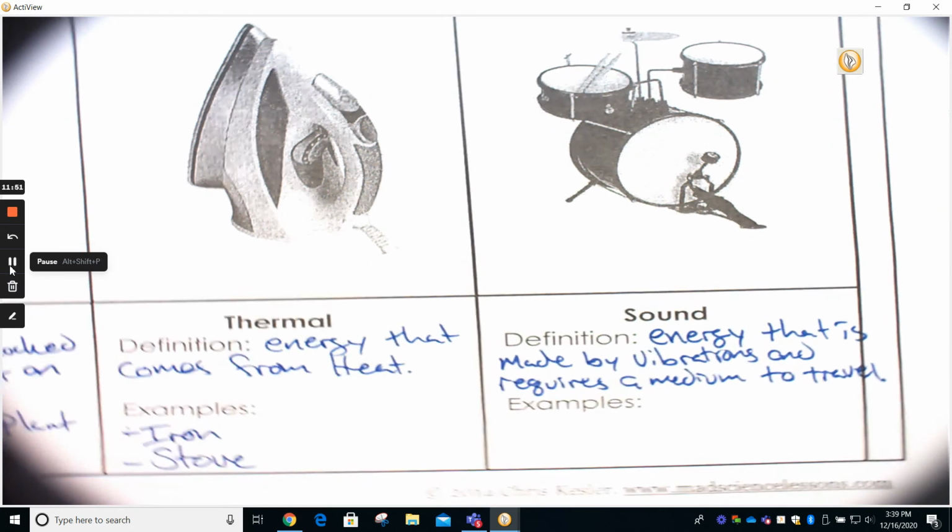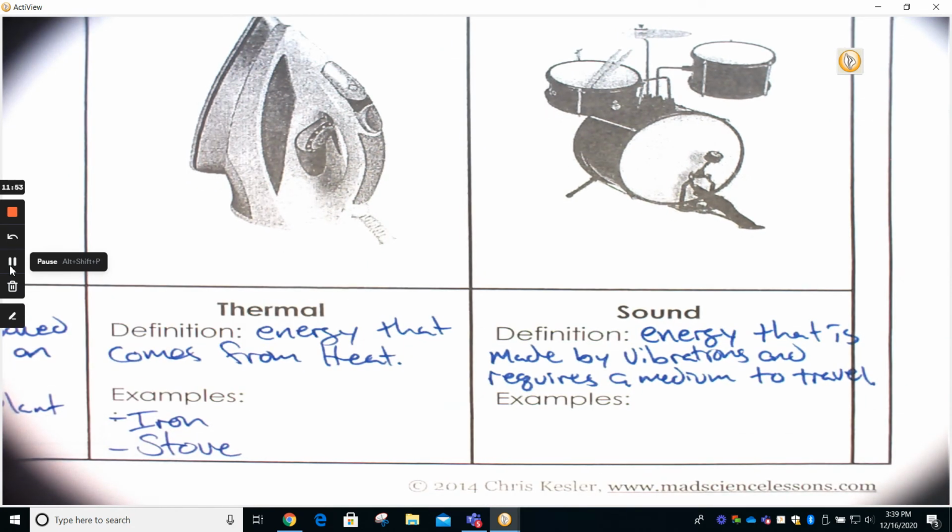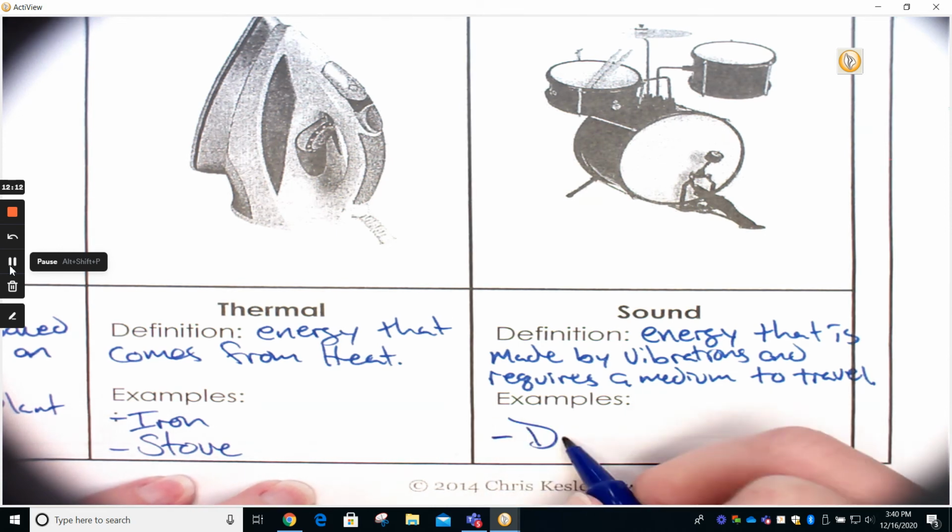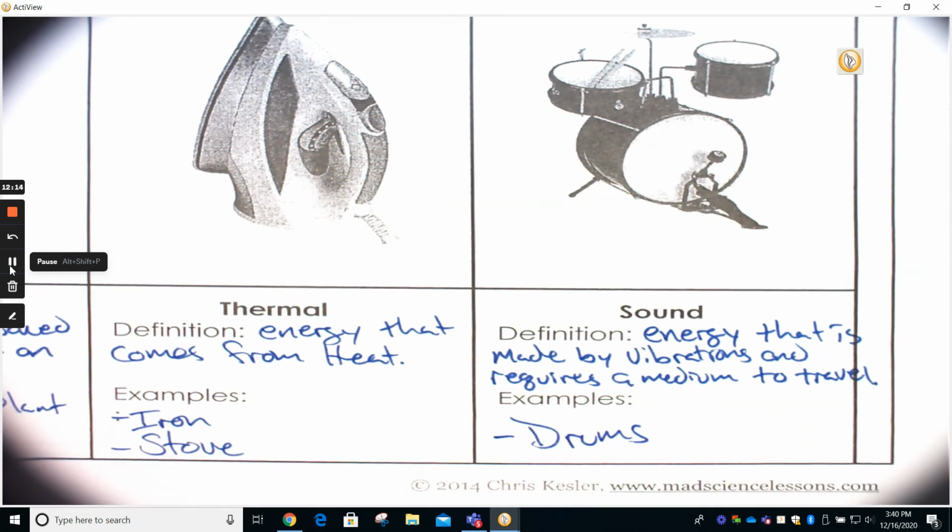All right, so sound energy, the energy that is made by vibrations and requires a medium to travel. I bet you can think of some examples of this. Miss McCoy talking to you right now is a good example of sound energy. Drums, a guitar, clapping hands, a whistle, any kind of noise that you hear is good examples of sound energy. I'm going to write down drums because they make racket. That's a bunch of sound energy.